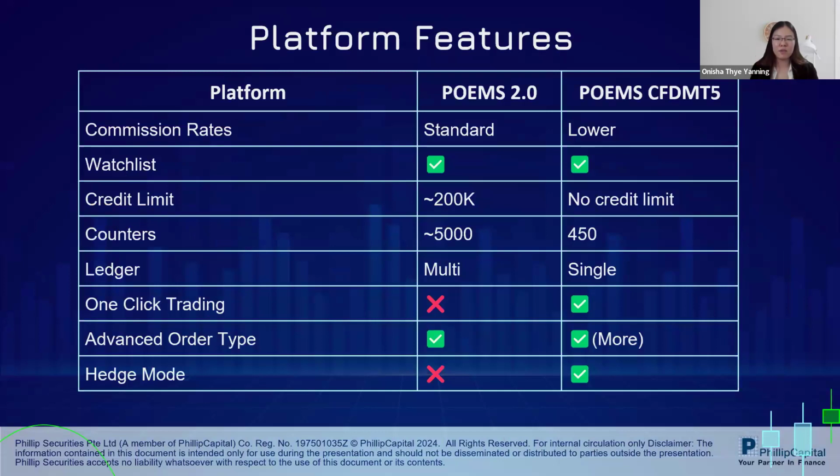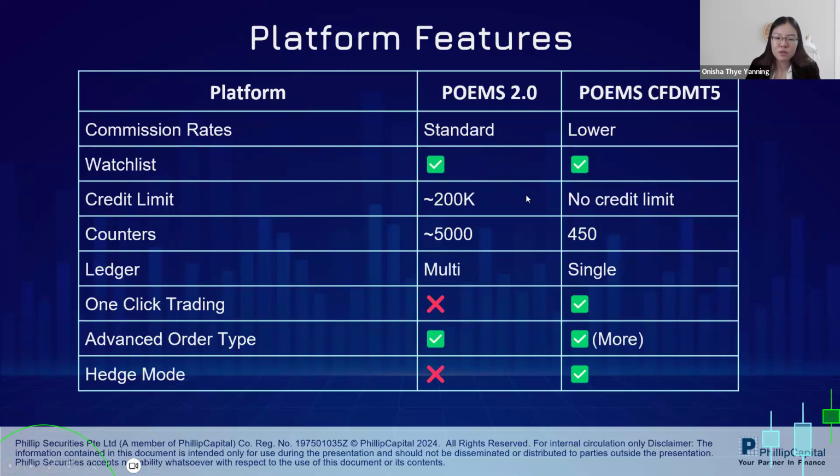Here are some of the platform features for our POEMS 2 and POEMS CFD MT5. The commission rates, which I'll show you later, are standard for POEMS 2, but lower for POEMS CFD MT5. Why is it lower? Because we think that clients who trade on POEMS CFD MT5 will be more self-serve, doing quite a lot of things themselves instead of calling in to our CFD desk. But overall, it's quite usable and user-friendly, I would say, for advanced traders who like advanced order types and all. The watch list is quite a standard one.